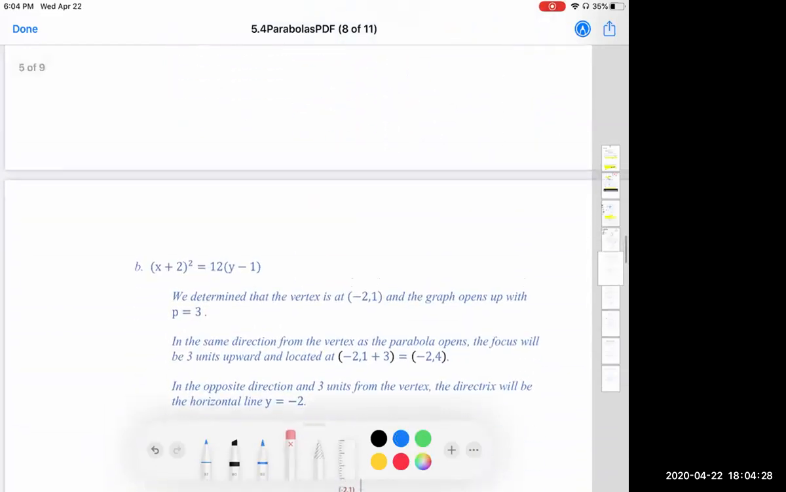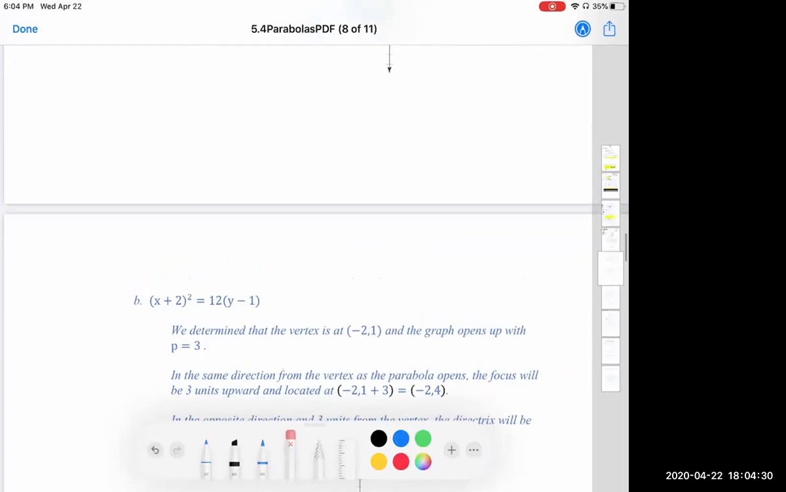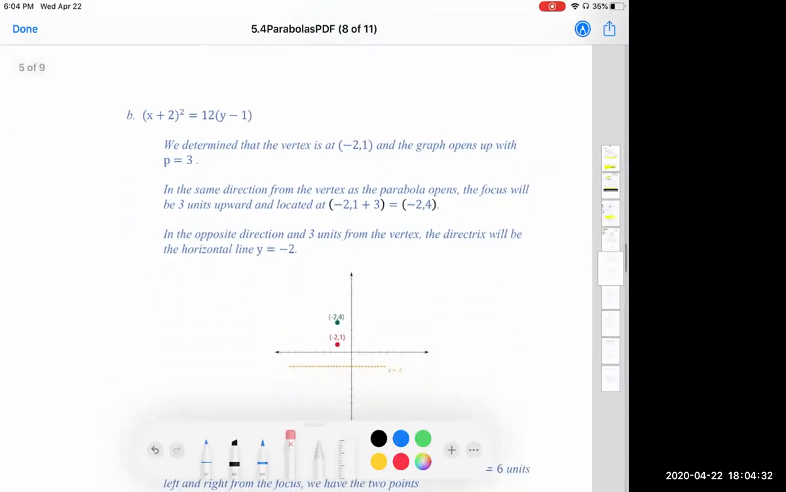All right, so we have highlighted pieces from our past examples that we did, our example 1. So we had this other parabola, and we found from the first example that it has a vertex of (-2, 1), and it opens up with a p of 3. And we found that in the beginning of the section. Okay, now let's go ahead and graph these pieces.